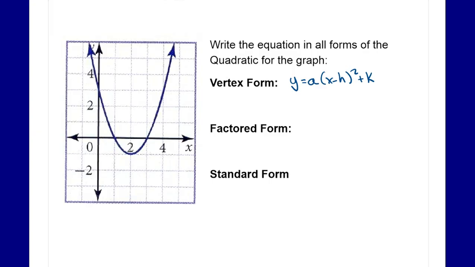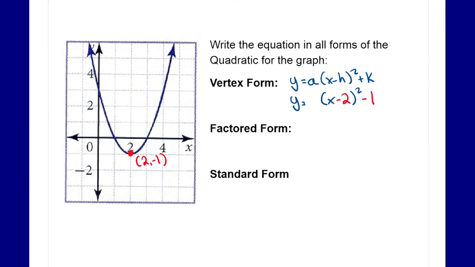Again, our h and k come from the vertex. So in this case, it is (2, -1). So that means in our equation, we're going to have y equals (x minus 2), opposite of what we see for that x value, squared, and then we're going to have a minus 1.